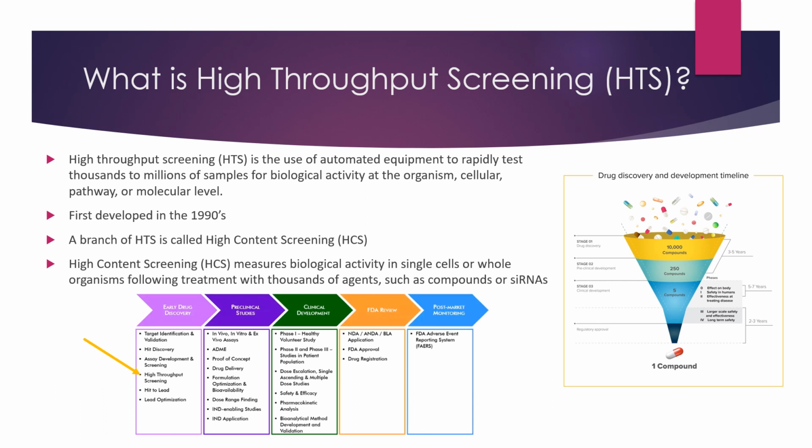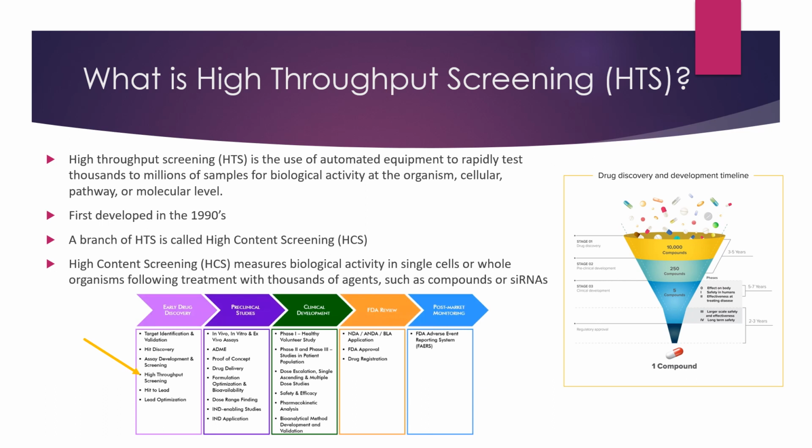High-throughput screening was first developed in the 1990s. Since then, there have been huge technological advances in assay miniaturization, automation, and robotics. A related technology to high throughput screening is called high content screening, or HCS.